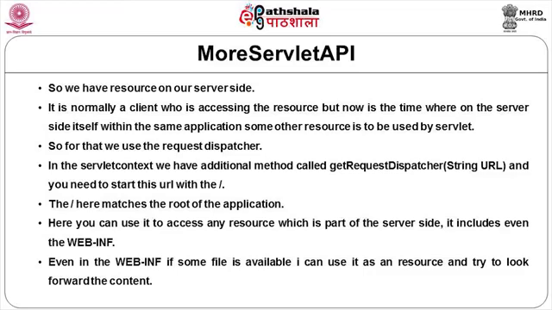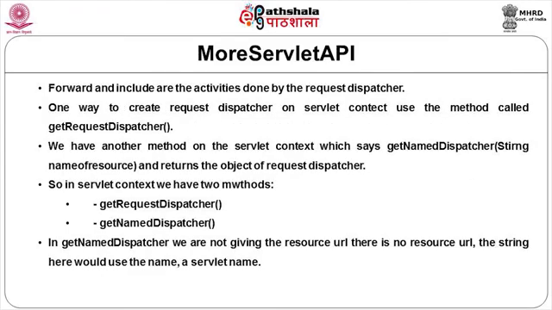It includes even the WEB-INF. You could create a request dispatcher which says /WEB-INF/ something; even if I have some file available within WEB-INF, I could use that as a resource and try to forward the content or file, and use it to create a request dispatcher. So, one way: use the servlet context, the method called getRequestDispatcher, which would return us an object of request dispatcher. We will see how the request dispatcher can then be used to either forward or include. Forwarding and including were the two activities to be done, but for that we need the request dispatcher.